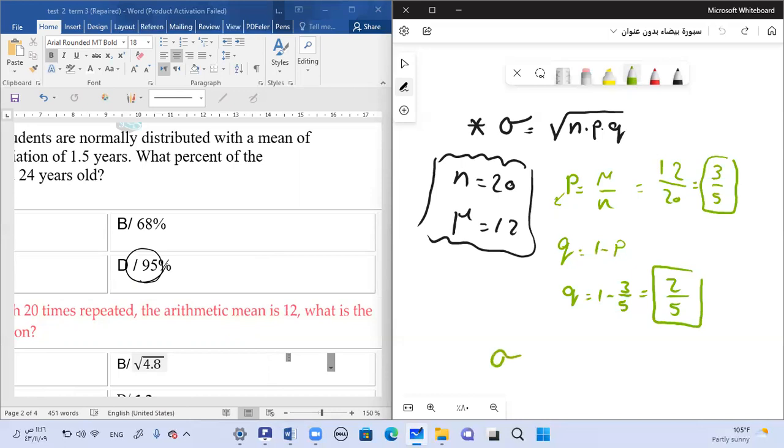Use the rule. The standard deviation now will be the square root, n is 20, p is 3 over 5, q is 2 over 5. Use the calculator and find the answer. The answer will be the square root of 4.8.